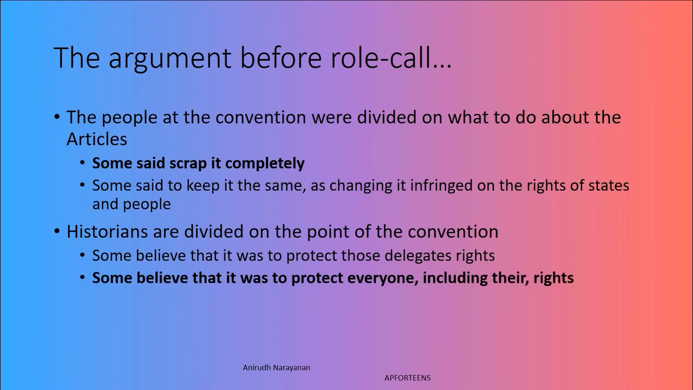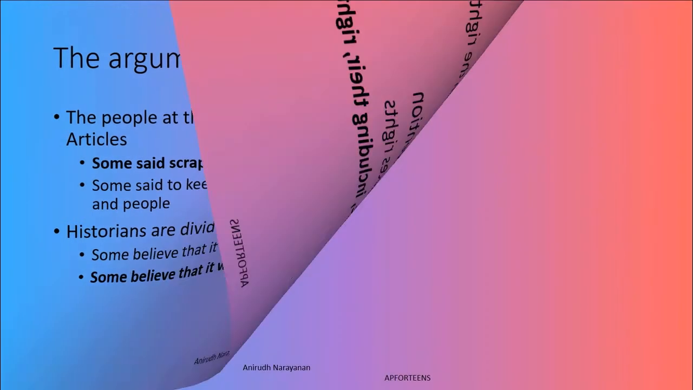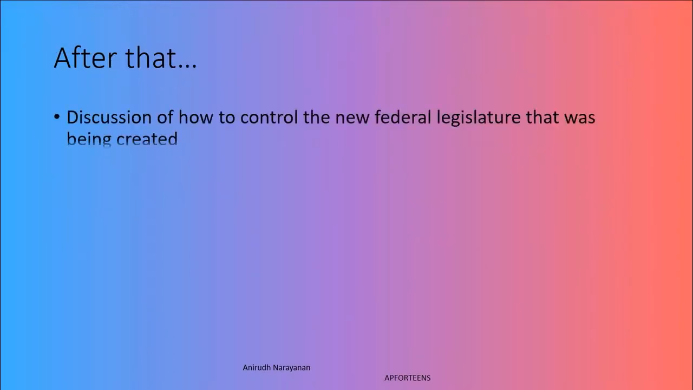As you can see there, those are the things that happened. It eventually scrapped the Articles completely, and people are generally assuming that most historians believe that it was to protect everyone's rights. Now, after that, it led to different arguments about how to control the new federal legislature that was being created. Because if you remember last time, they did have a legislature, but it wasn't exactly the best national legislation.